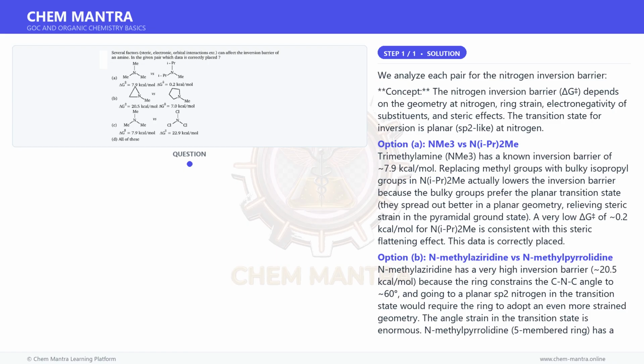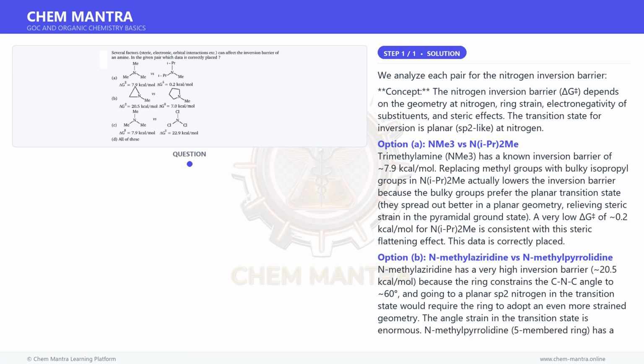Option A. NMe3 versus N-iPr2Me. Trimethylamine, NMe3, has a known inversion barrier of 7.9 kcal/mol. Replacing methyl groups with bulky isopropyl groups in N-iPr2Me actually lowers the inversion barrier because the bulky groups prefer the planar transition state.